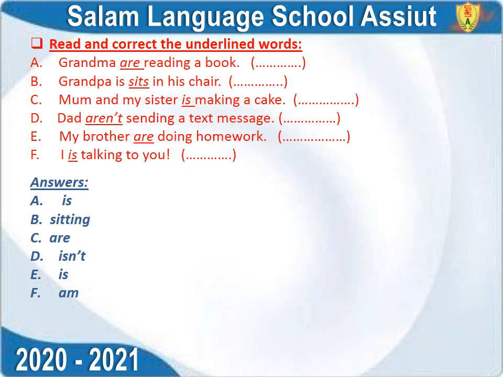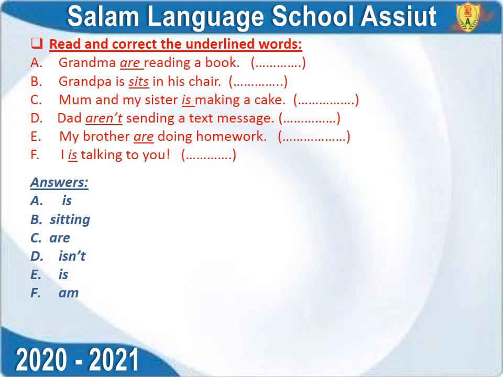Letter C. Mom and my sister is making a cake. The correct answer here is Mom and my sister are making. Letter D. Dad aren't sending a text message. The correct answer here is Dad isn't sending.